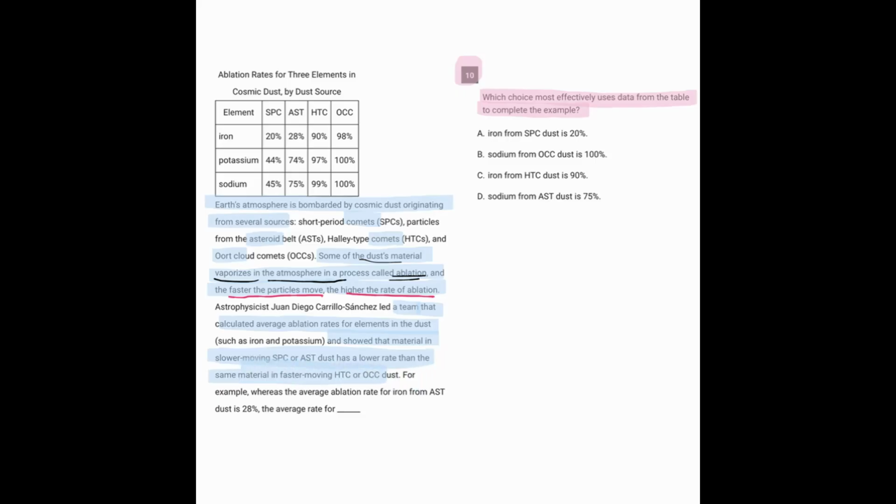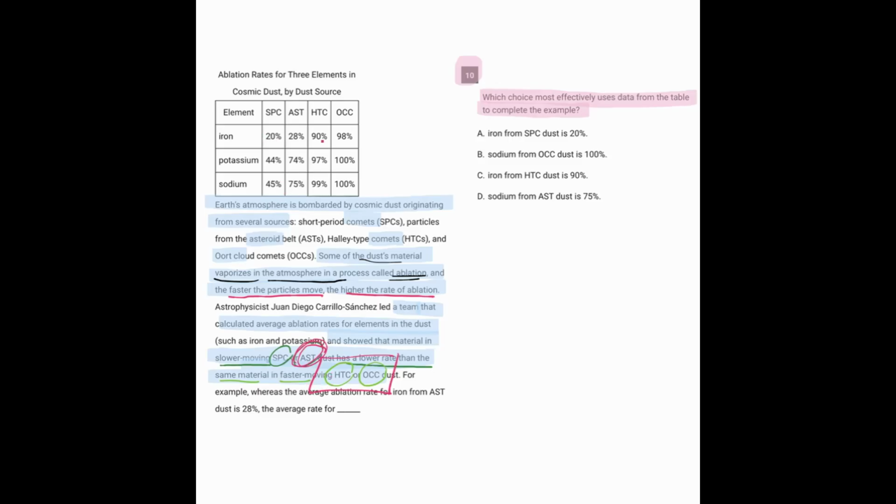For example, okay, so the final thing here is that material in the slower moving SPC AST has a lower ablation rate than the same exact stuff in the faster moving HTC or OCC. So that's the example we're looking to complete here. For example, whereas the average ablation rate for iron from AST was 28%, so we're talking about the iron in one of these groups was 28%. We're going to be looking for the iron in one of these groups to have a higher rate because that's what the main idea said.